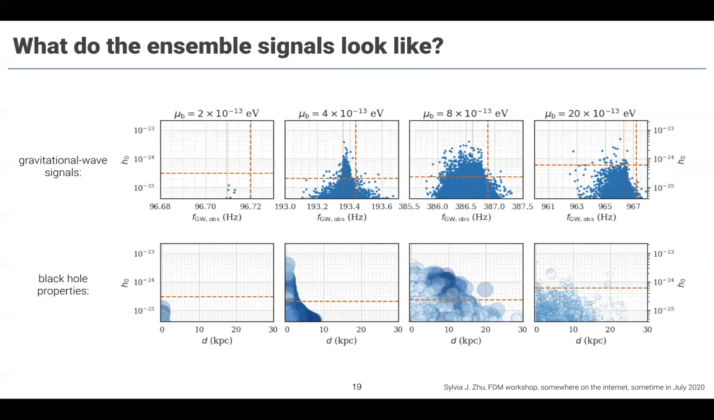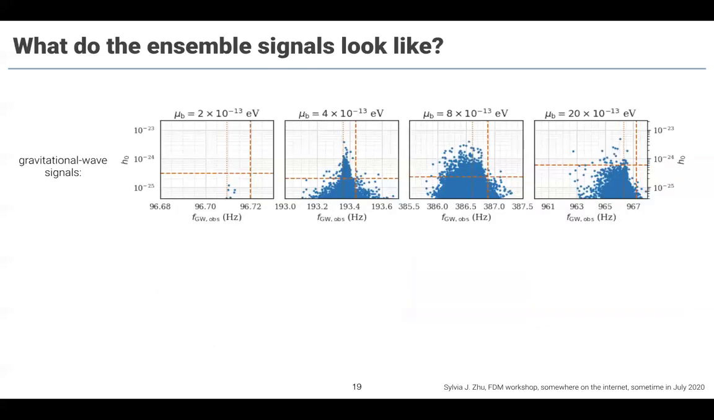So you can see that if you start out with light bosons, all of those signals are coming from massive black holes. So this really depends on the higher end of your mass distribution. Whereas when you go to heavier and heavier bosons, you're getting more signals from farther away, but those signals are all coming from lighter black holes. So from the lighter end of your mass distribution.